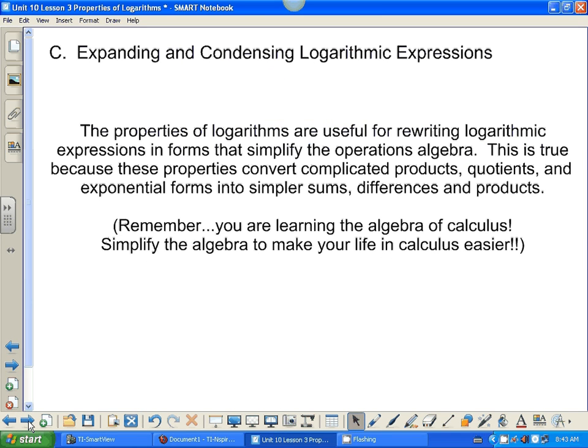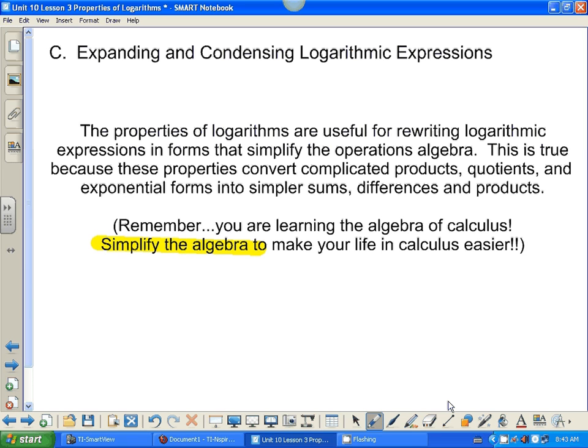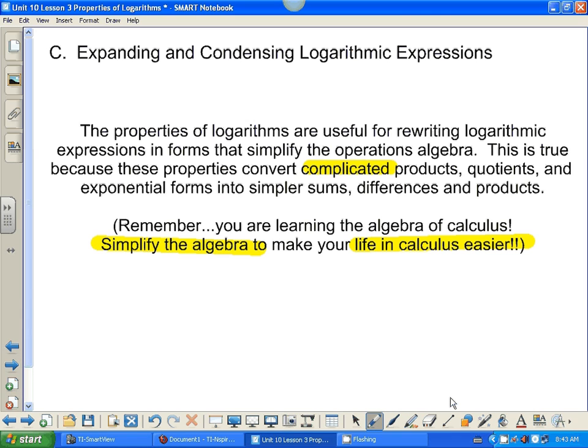Okay, now, for our last two slides, some of you might think, oh, this is dumb, this is pointless. And to some extent, it really is math theory. It's your ability to rewrite, because as we use the algebra of calculus, you want to simplify the algebra to make your life in calculus easier. Crummy algebra means awful calculus. Spend your time simplifying your algebra, and then the calculus is not that difficult at all. So we are going to take expressions that are complicated, and we are going to put them into simpler sums, differences, and products.